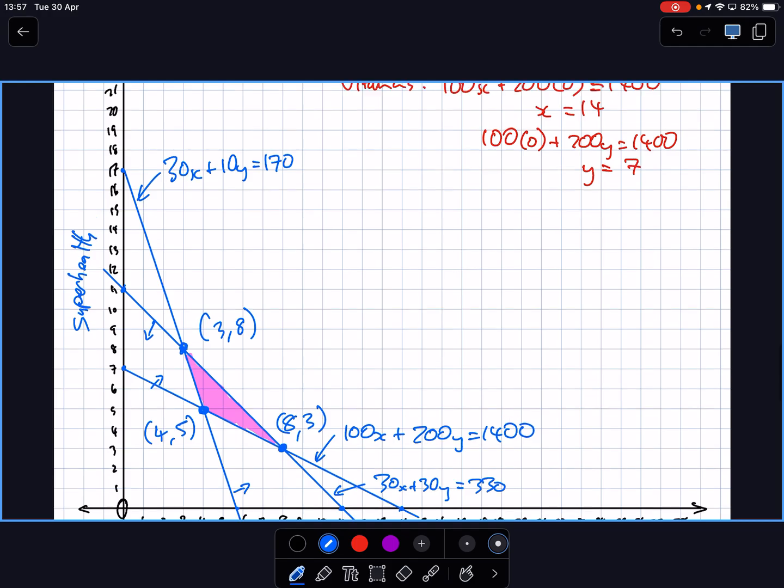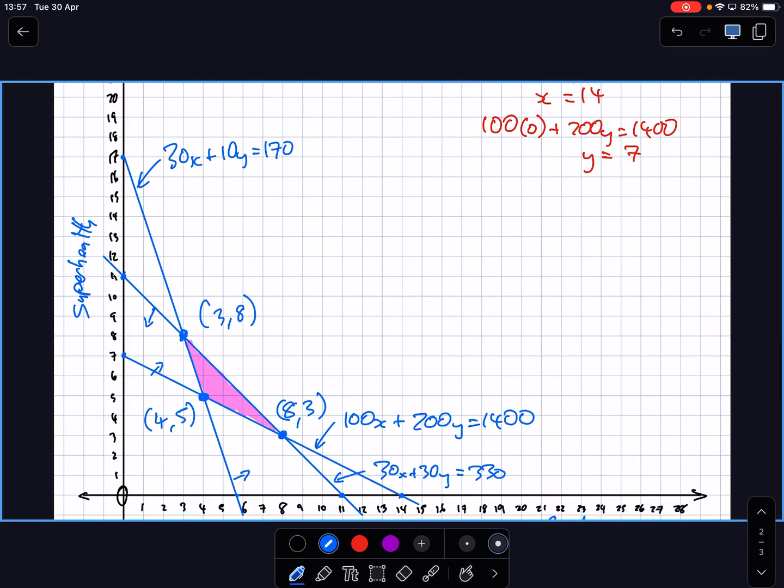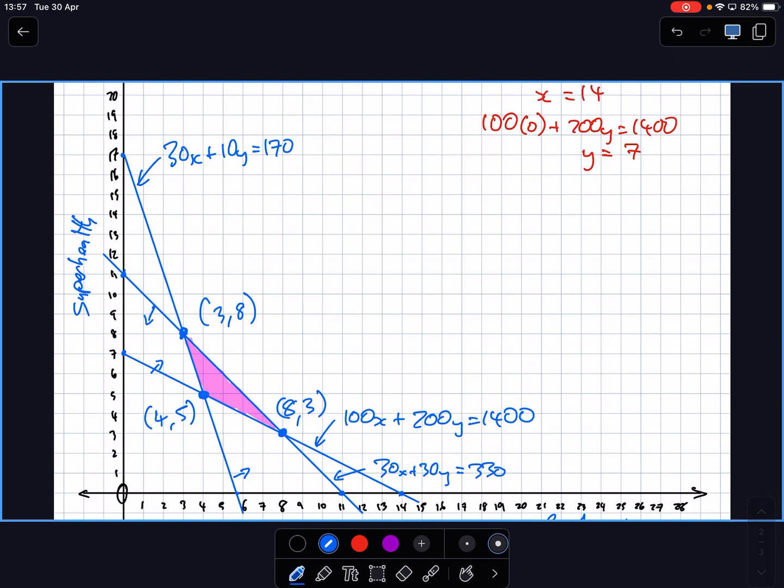I'm going to scroll up again quickly and come back down. I just want to check what this step was. So step 5 was constructing the table with vertex. So I'll do that now. Vertex.